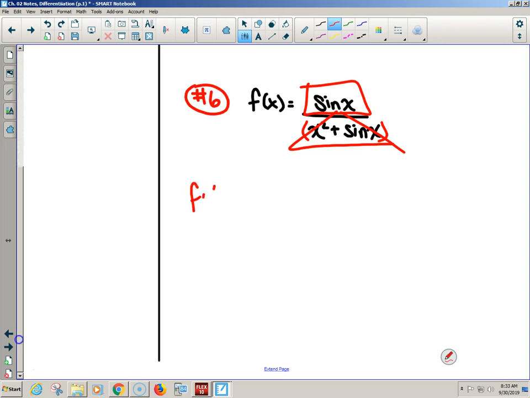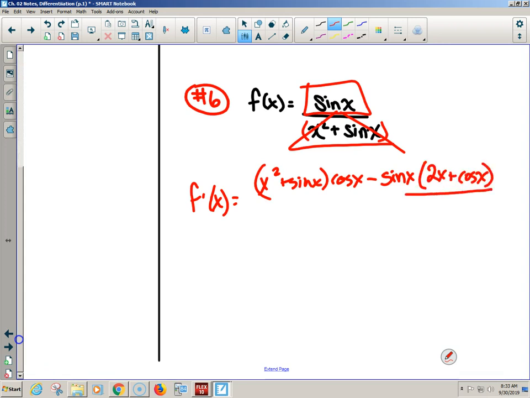Why am I going straight to derivative? Because guys, there's no rewriting. Bottom D top, minus top D bottom. Remember, only take derivatives when it's their time.